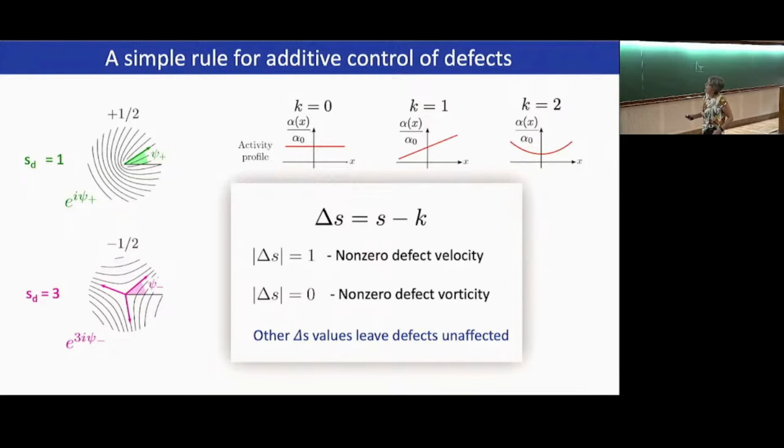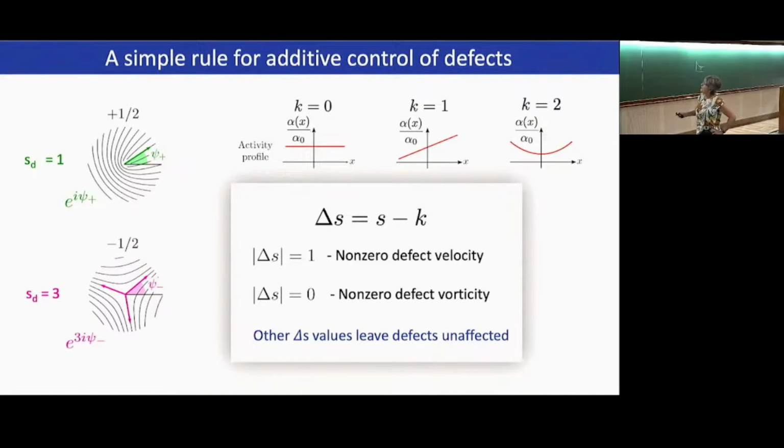Specifically, what we find, remember, S is the defect symmetry number, and K is the polar component for the activity, the spectrum of the activity. So everything is controlled by this difference delta S. If delta S is in magnitude equal to 1, the defect will have a non-zero velocity. If delta S is in magnitude equal to 0, it will have a non-zero vorticity. And all other values of delta S leave the defects unaffected.